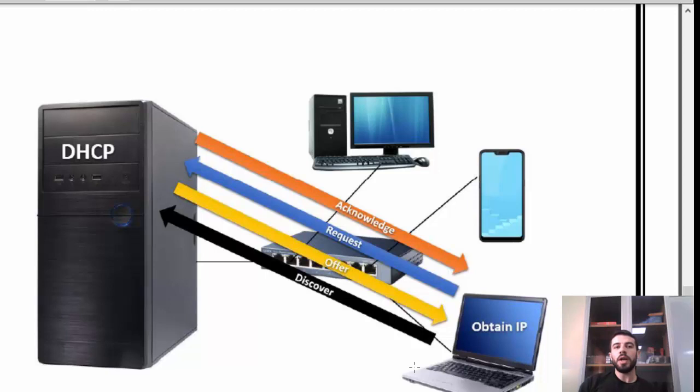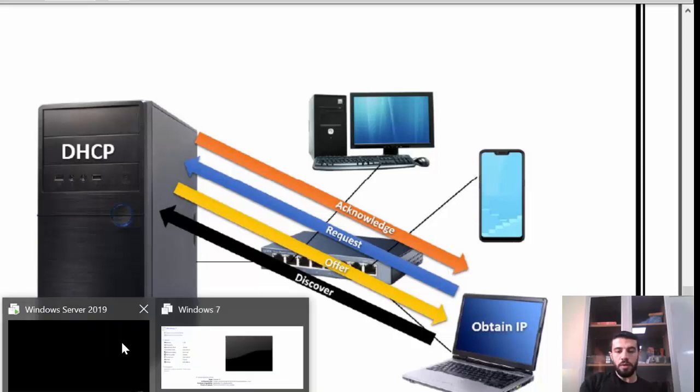Every client in the network sends the discover, and the DHCP server sends an offer. After that, every computer sends a request for the IP address, and then the DHCP server distributes this IP address to the client. If you have thousands of computers in the network, every computer will send the discover, and the DHCP server will distribute an IP address to every computer in the network.